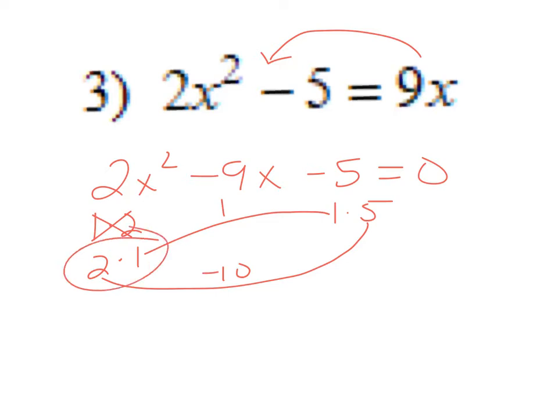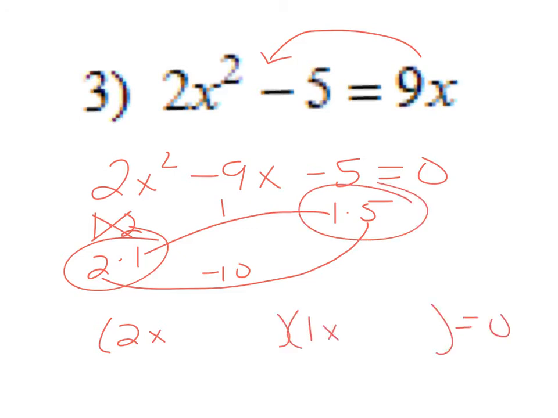So my front numbers here will be 2x and 1x. My back numbers will be 1 and 5. Now I want my 10 to be negative, so I'm going to put my negative here, and I want my 1 to be positive, so I'm going to put my positive there.